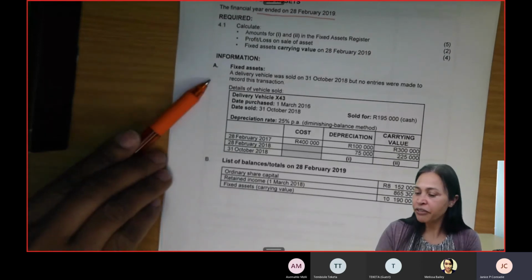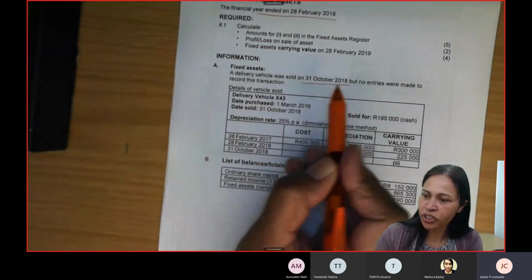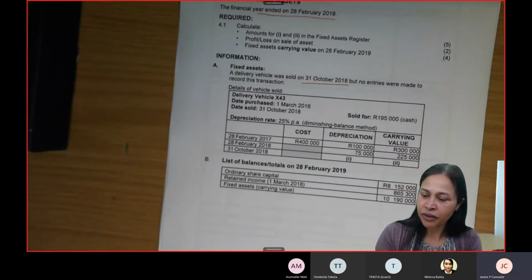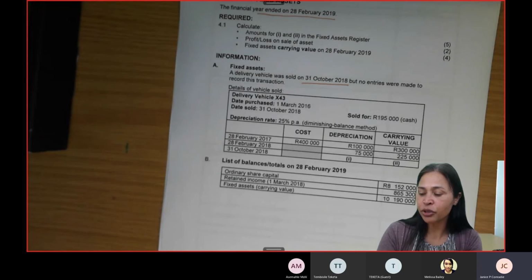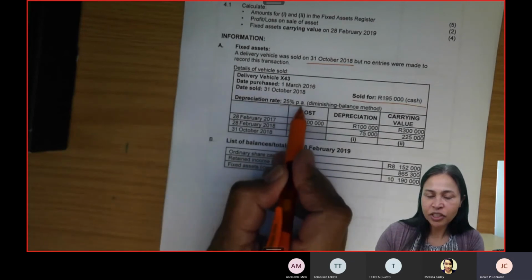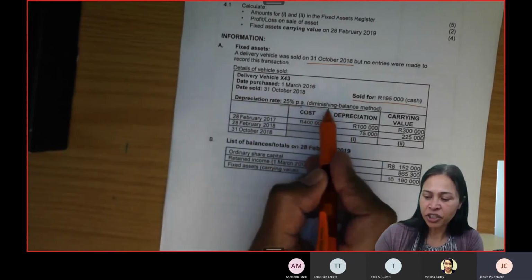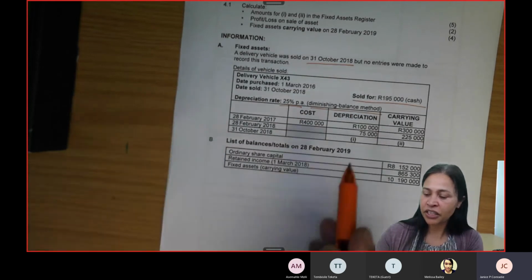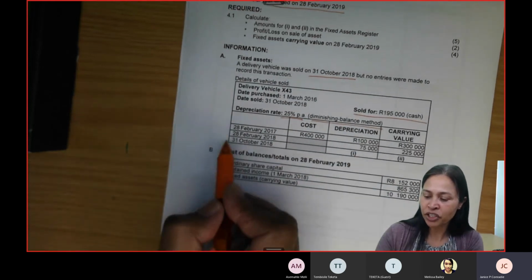Information given here. A delivery vehicle was sold on the 31st of October. When was it sold? That date is important. 31st of October is my date of sale. Keep that in mind. And it says no entries were made to record this transaction. What is important here? It was sold for 195,000 cash. The rate is 25%. It is the diminishing balance method. So that is how you're going to find your information as on the 31st of October using all of that.